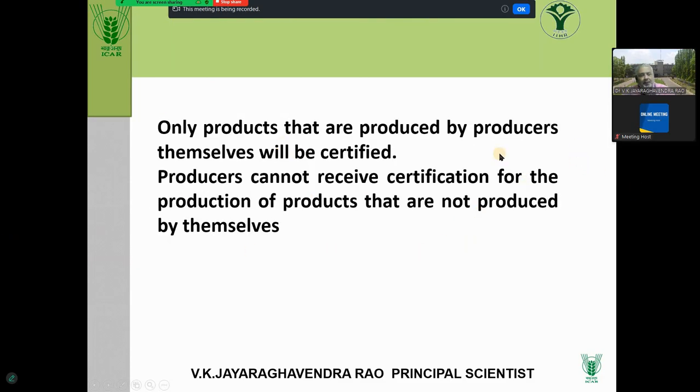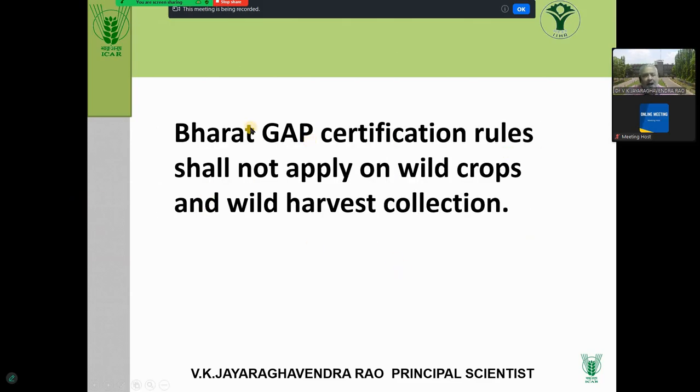Only products that are produced by producers will be certified. See, suppose I am a nurseryman, my product is going to be certified. I cannot receive certification for production of products other than that. Suppose I outsource my activity to some other 100 nurserymen and I take the certification and start selling, such bogus things and fraudulent activities are not going to be encouraged. Okay? And this GAP, Good Agriculture Practice Certification Rules, does not apply to wild crops and wild harvest. There is a wild sesamum, there is a wild landrace of sugarcane.